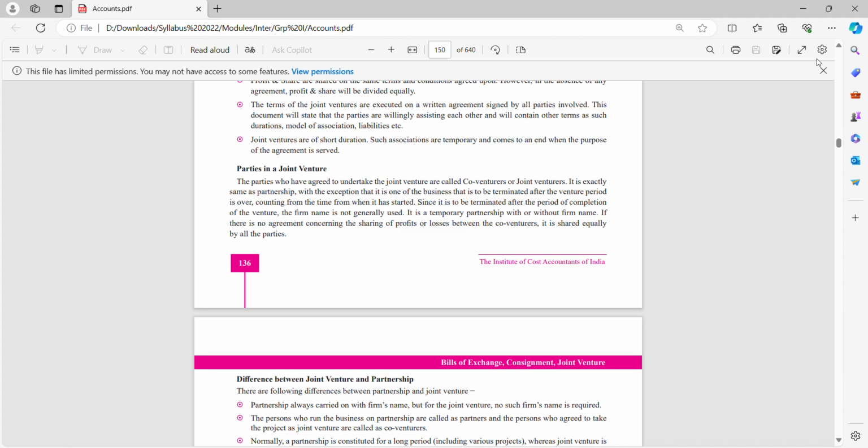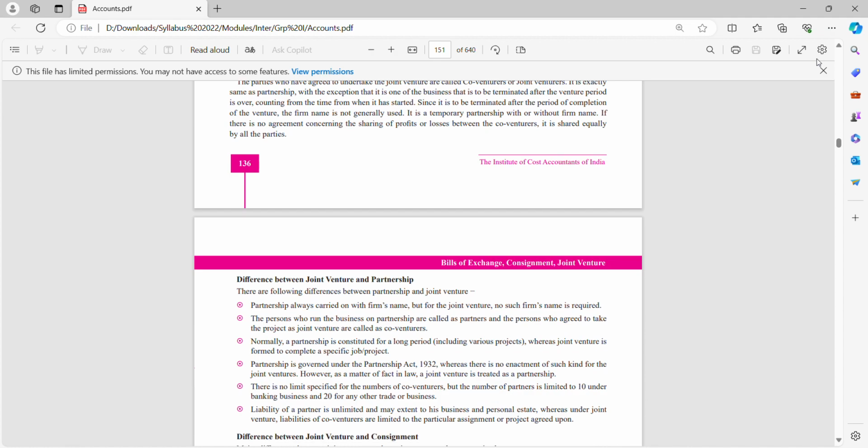So what are the parties in joint venture? We have co-venturers, or joint venturers. It is exactly the same as partnership, with an exception that it is a business with a temporary period. Here they share capital, they share expertise, they share profits and losses. If the ratio is decided, they'll share in that ratio, otherwise they'll share equally.